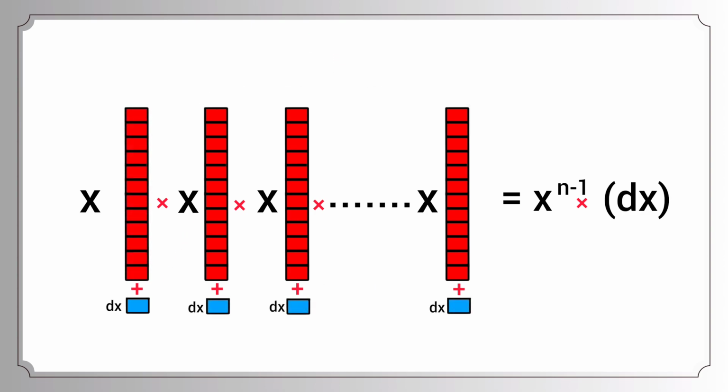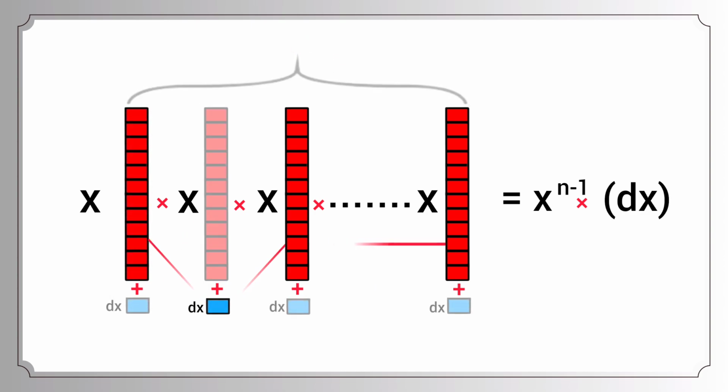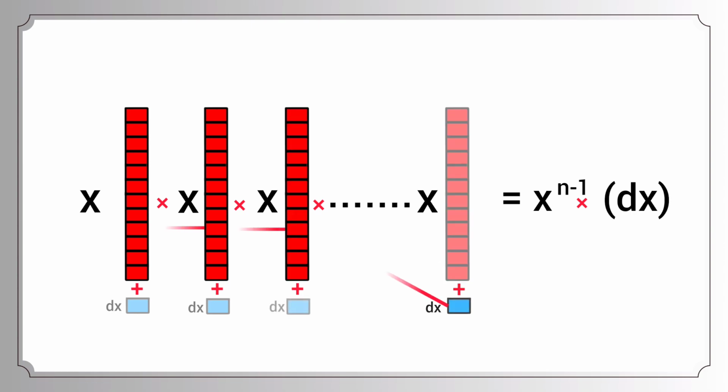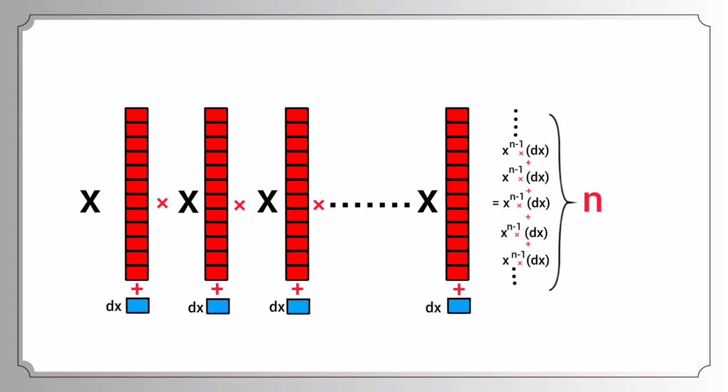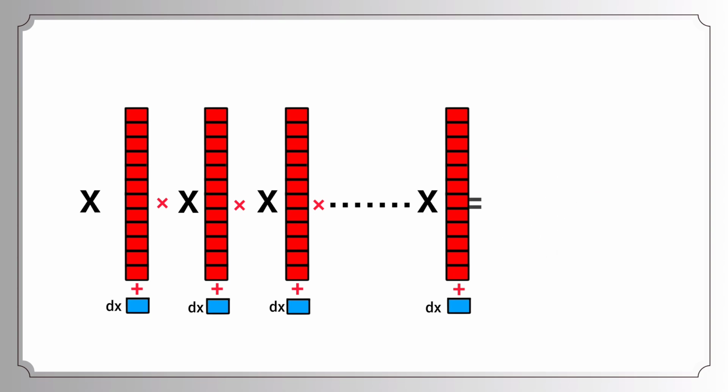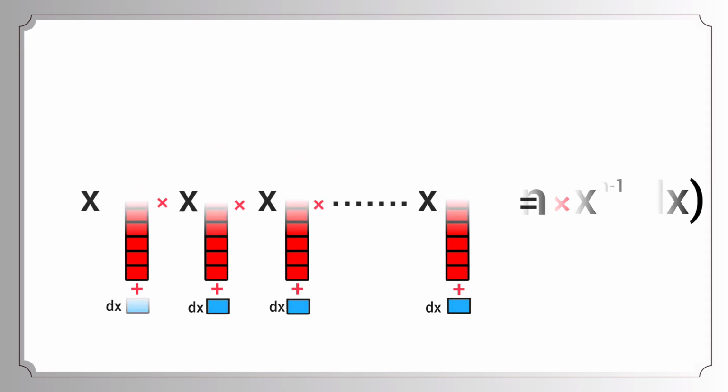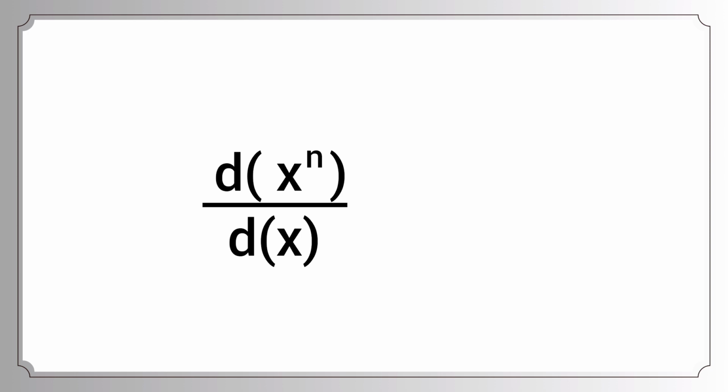And as we can see, if there are n columns, then we will have n unique ways of doing this, which when added up will give the total change in the function due to the change in the independent variable x, which is n times x to the power n minus 1 times dx. So now that we have the change, all we need to do is to take the ratio of the change in the function to the change in the independent variable x, which will give us n times x to the power n minus 1.